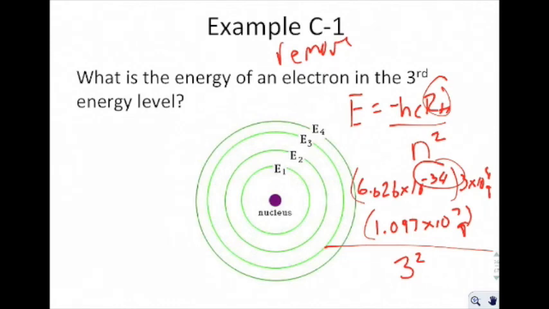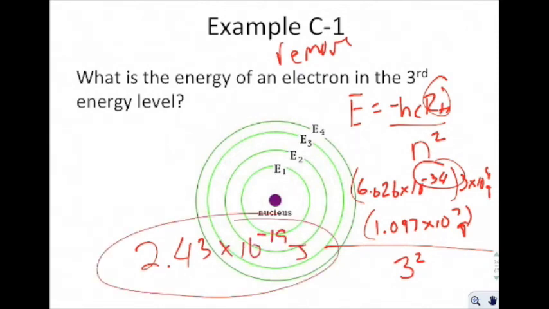I believe it ends up being something like 2.43 times 10 to the negative 19th joules. And you say, well, that's a really small amount of energy to ionize an atom. And you say, well, yes, but that's the amount of energy required to ionize a single atom. And we usually talk about moles of atoms, so that's actually quite a lot of energy.